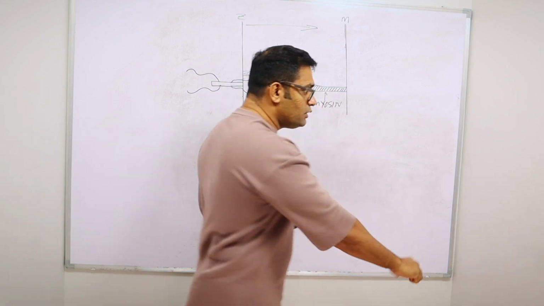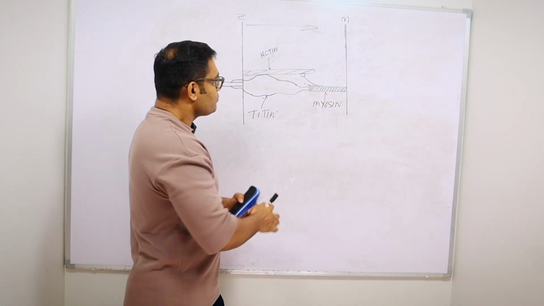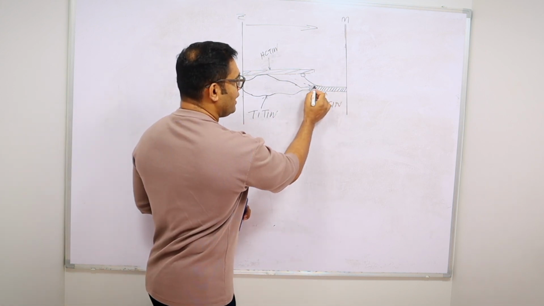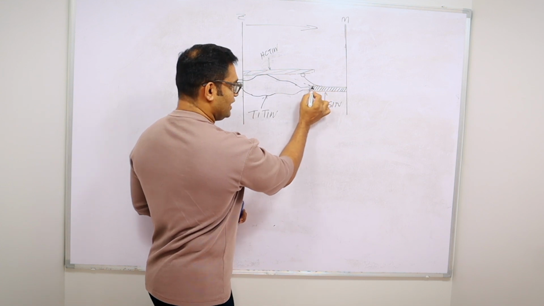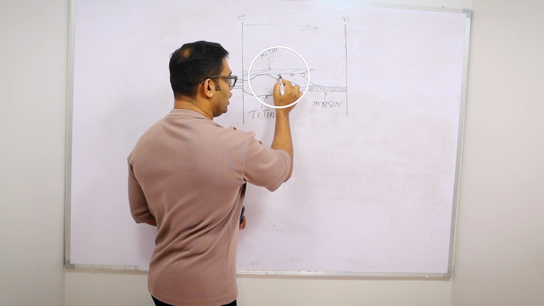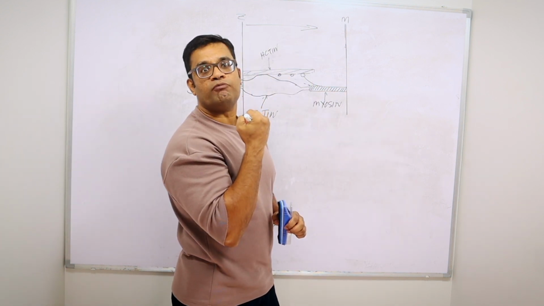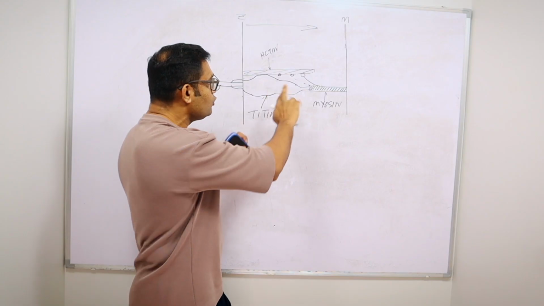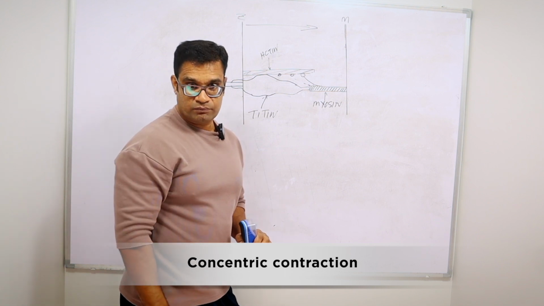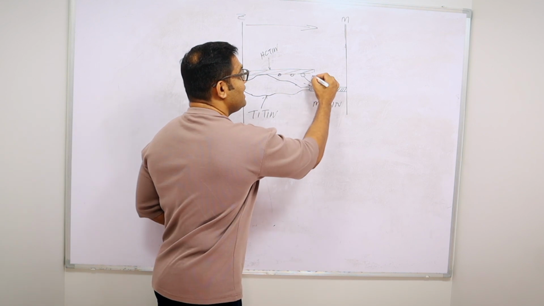Now, when you do your regular contraction, what happens? This myosin head will attach and pull. Suppose this shifted. Next, it will attach here, pull. Attach here, pull. Thereby, full curl movement. This is your regular concentric contraction.